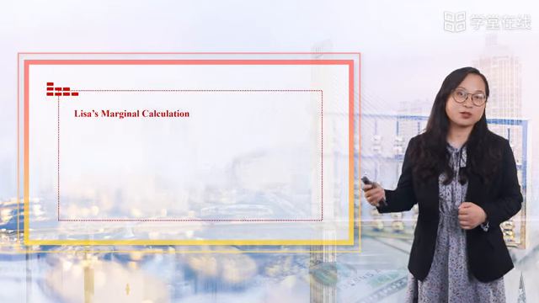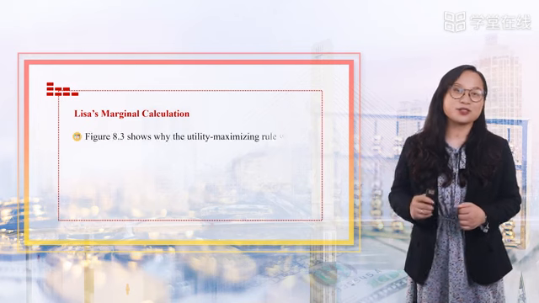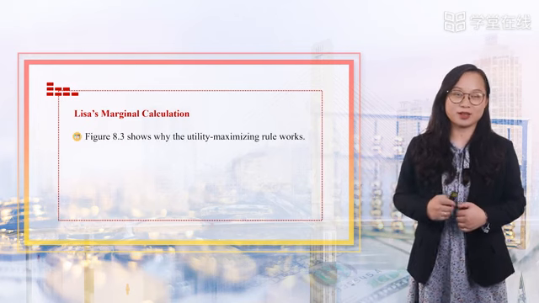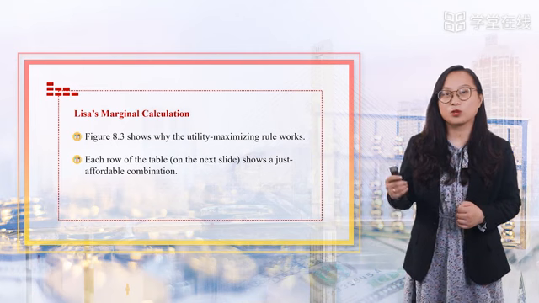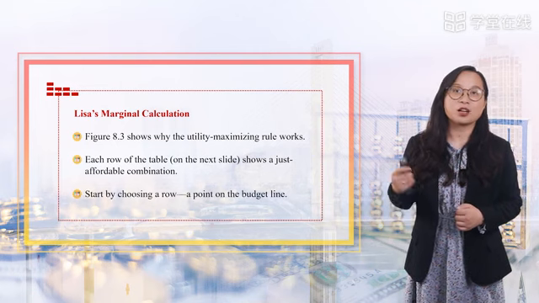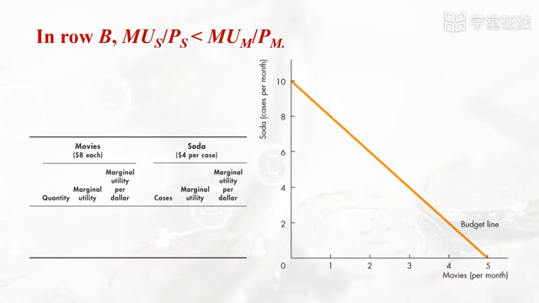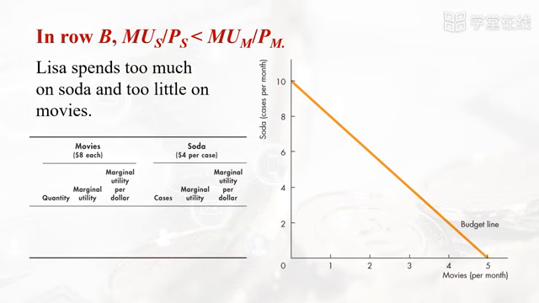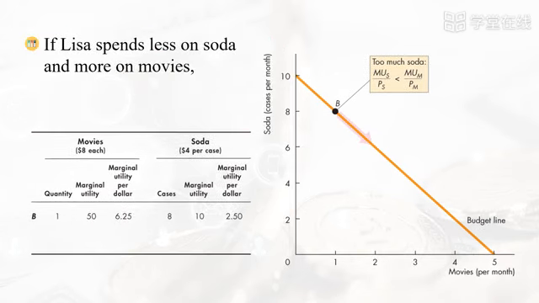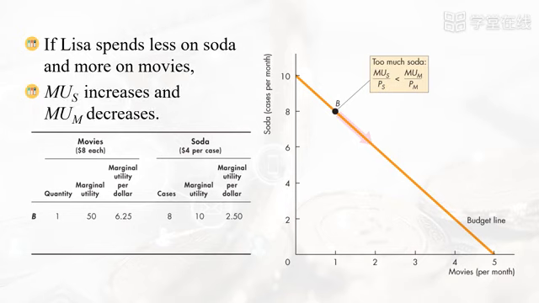Let's start Lisa's marginal calculation. The figure shows why the utility maximizing rule works. Each row of the table, which is on the next slides, shows a just affordable combination. We can choose a row of points on the budget line in the graph. In row B, Lisa spends too much on soda and too little on movies. Then in order to get a higher total utility, Lisa will switch and spend less on soda and more on movies. This is moving down from point B.